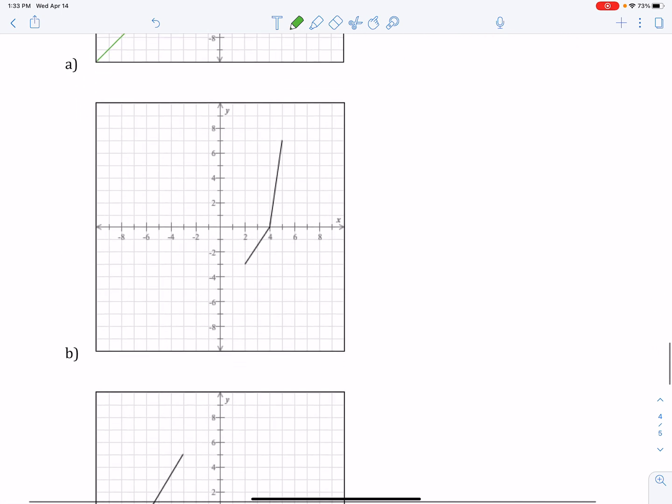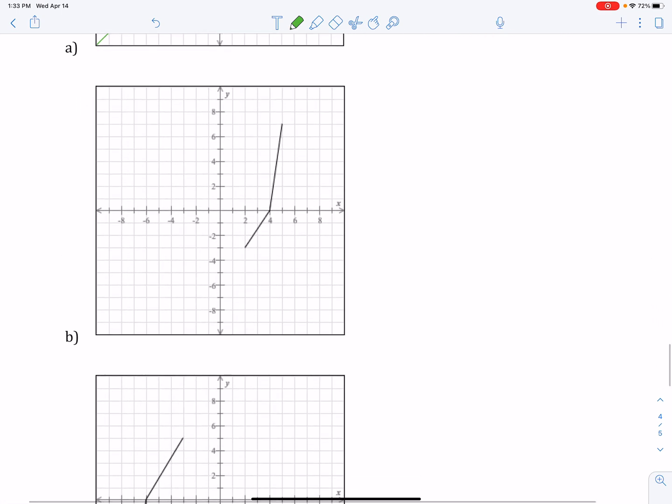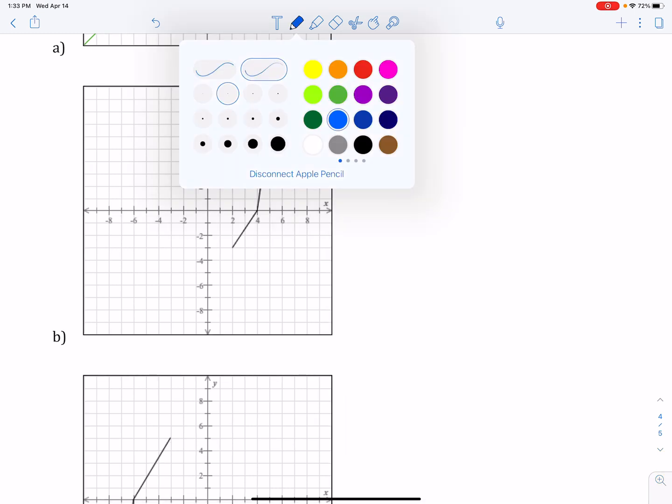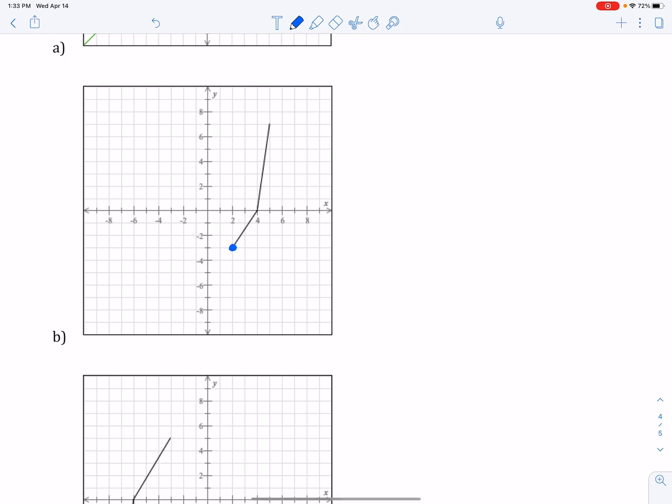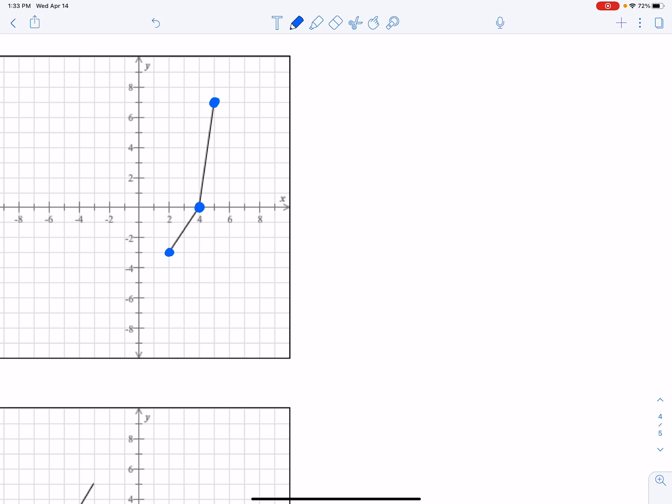Let's go ahead and try B together as well, and then you'll do letter C on your own. So I just need to plot these points here that I know that we have. Okay, so let's plot those 3 points. And I'm going to write those coordinates down as x comma y. So I have 2 comma negative 3. I have 4 comma 0. And then we have 5 comma 7.